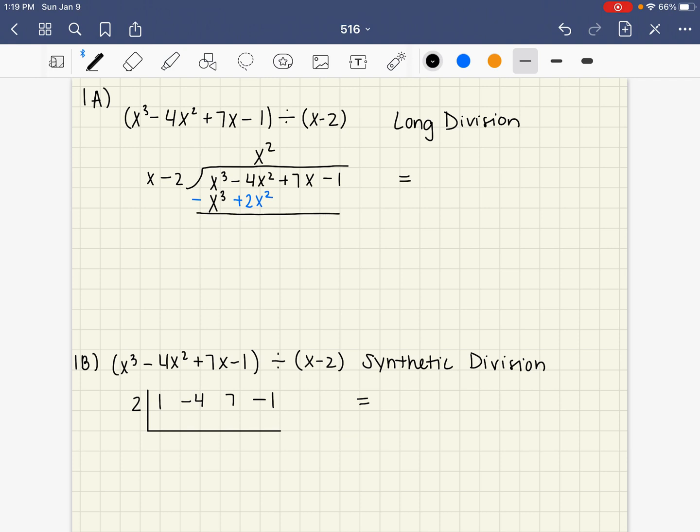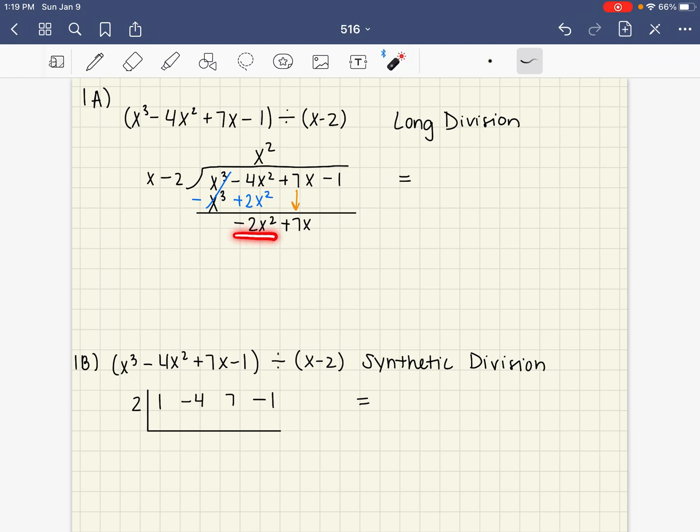So now from here, we draw our subtraction sign and we draw a line underneath. Our first term cancels out like we predicted, and then -4x squared plus 2x squared is -2x squared, and we bring down this plus 7x. And then we repeat the process again.